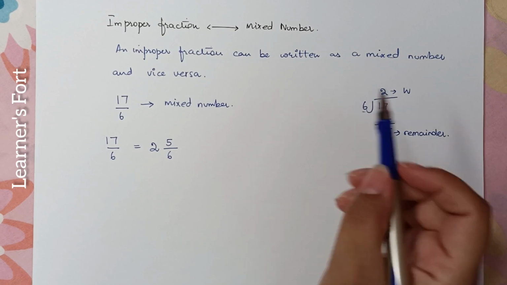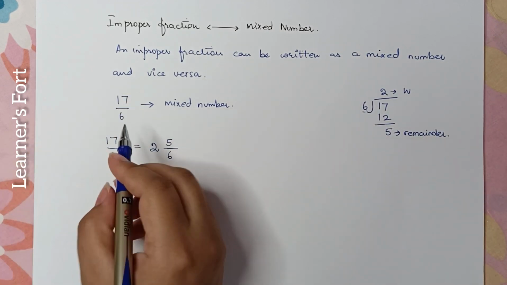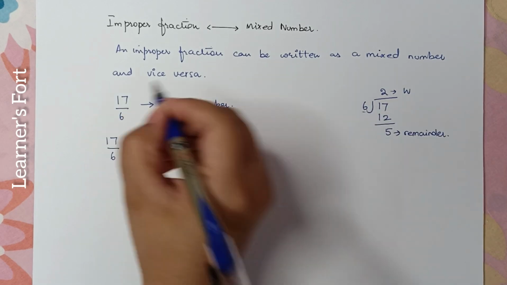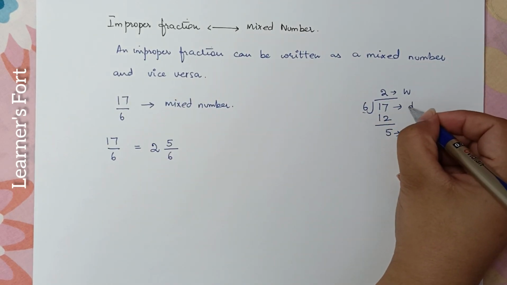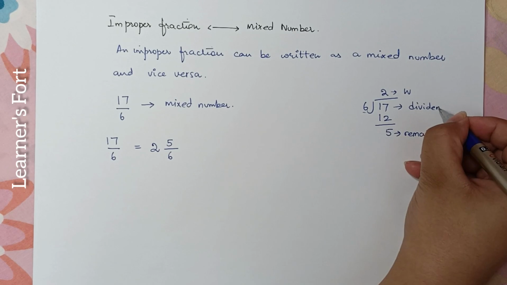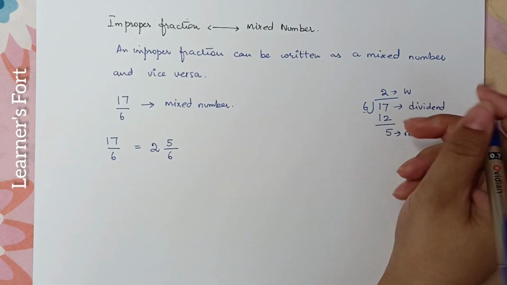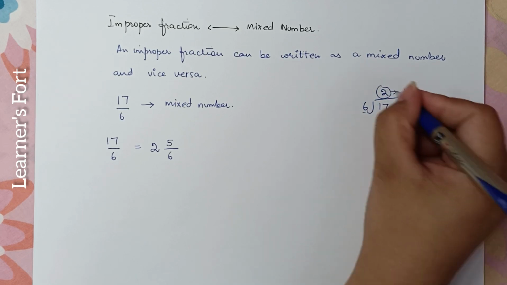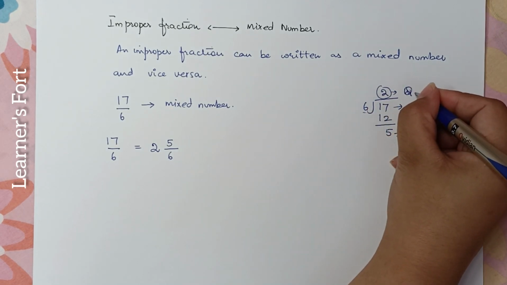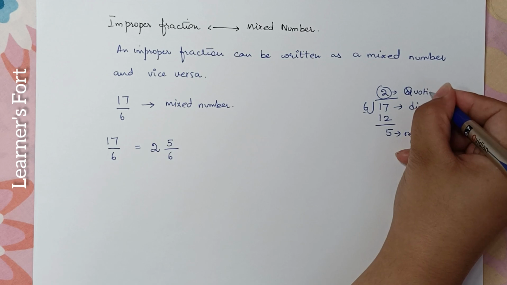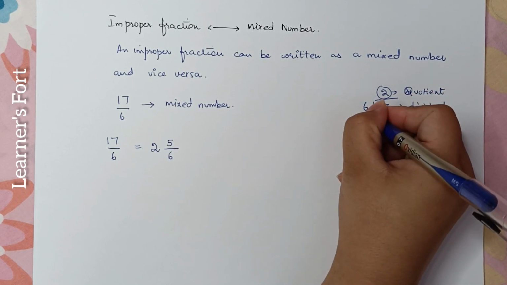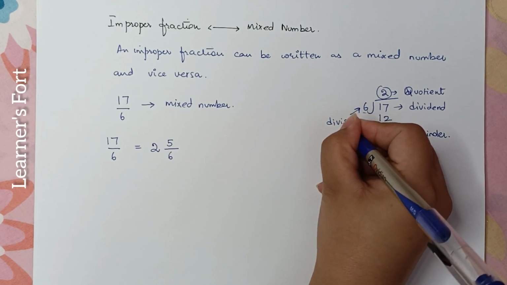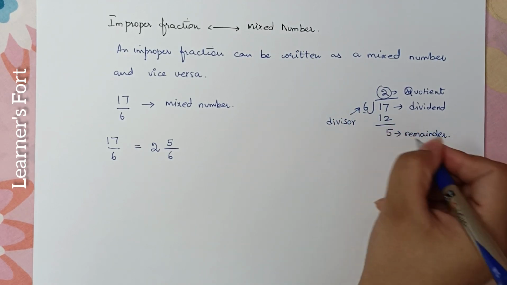So let me tell you again. How are we going to write it? Now 5 is the remainder here. Okay, the numerator becomes the dividend, right? The one which is being divided. Now here the number, basically this is the quotient, right? How many times, and the denominator becomes the divisor, right? And this is the remainder.